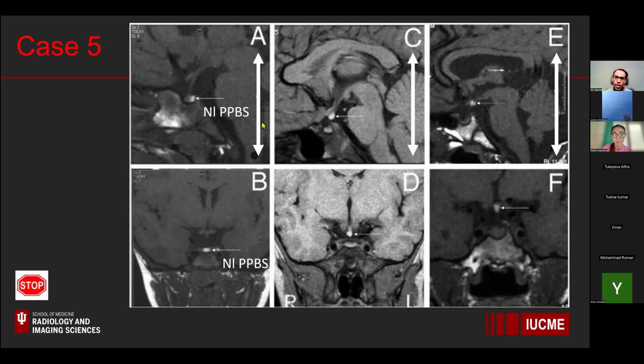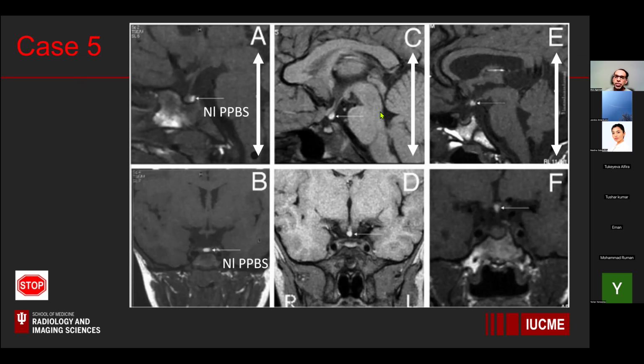And just to explain how I've labeled the images, A goes along with B, C goes along with D, E goes along with F. And what I'm trying to show on A and B is the normal presentation of the pituitary bright spot. So here's the posterior pituitary bright spot. It's bright on T1 because of the lipophilic proteins. And you can see that in its normal location, both on the sagittal and the coronal images.